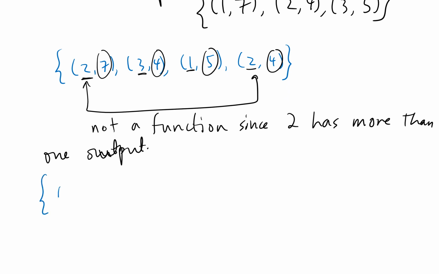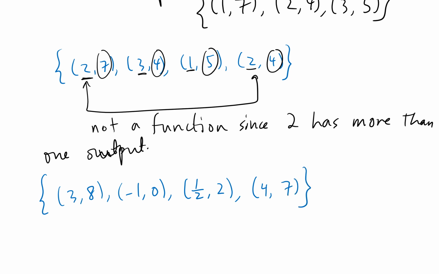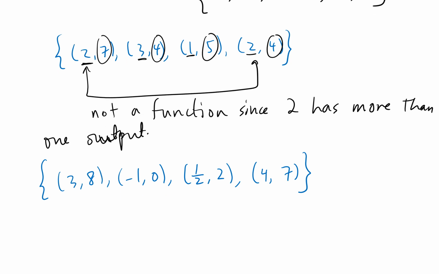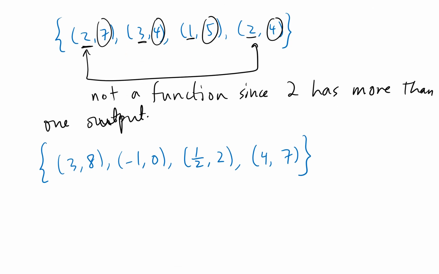We can look at another example. 3, 8, negative 1, 0, 1/2, 2, 4, 7. Is this a function? Yes, it is a function, because for every input, there is exactly one output.